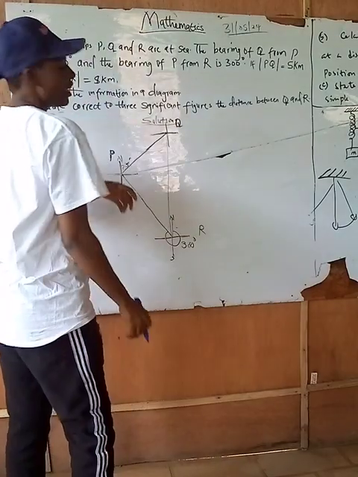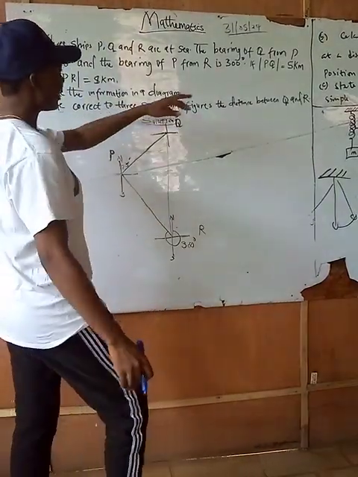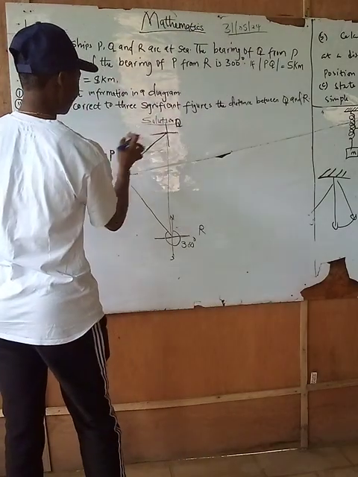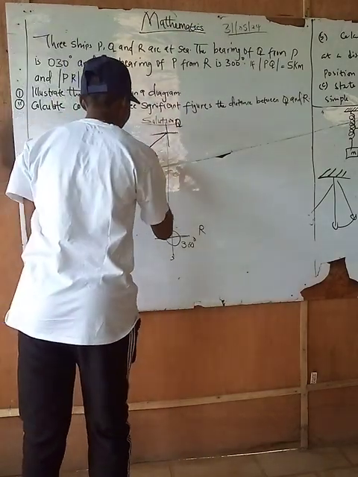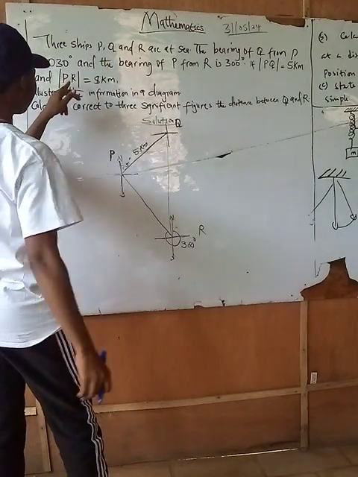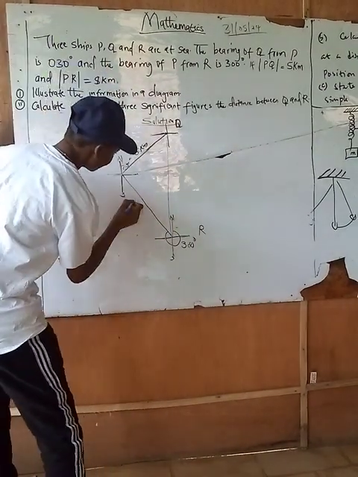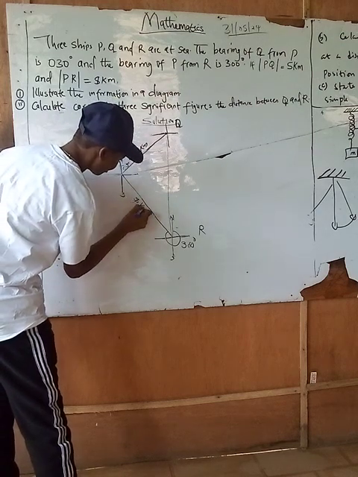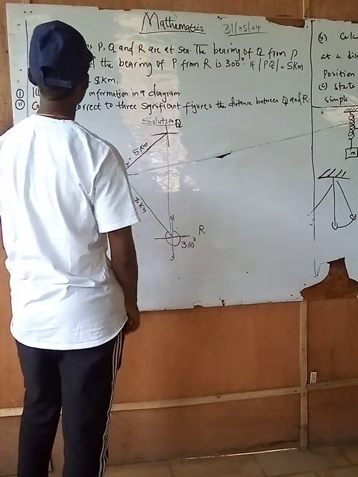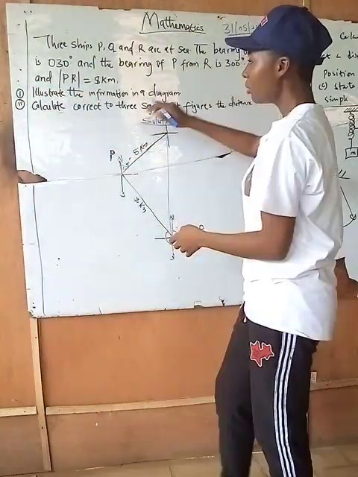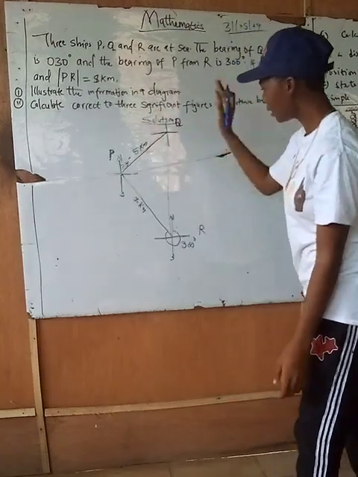Now we are not done with the question yet. Now they said if PQ is equal to 5 kilometers, this is our P, this is our Q, and PR is equal to 8 kilometers. Okay, now we are done with our question number 1. So they said illustrate the information in the diagram.